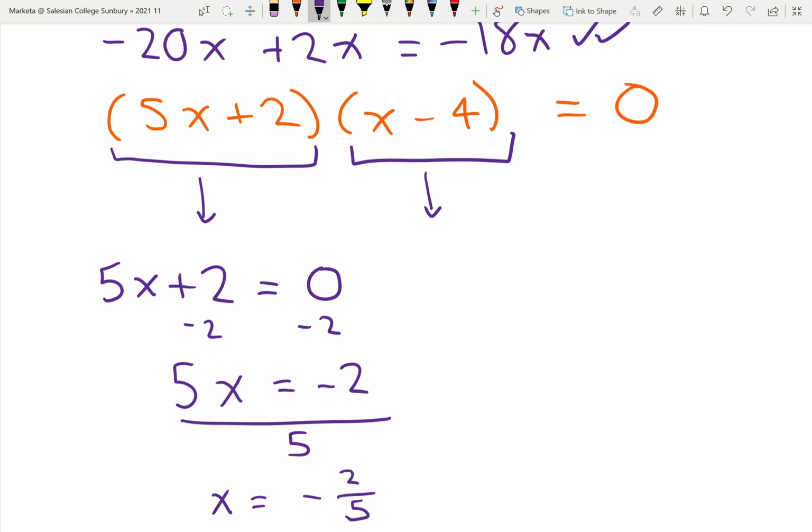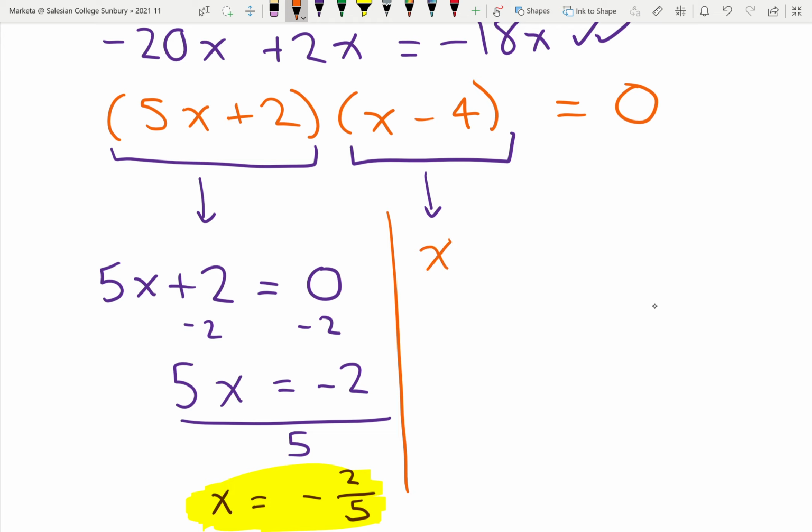And there is our rational root being negative 2/5. So that's one solution. If we were to sub negative 2/5 into this, we'll get 0. We sub negative 2/5 into this, we won't get 0, but because we're multiplying by 0, the whole thing will equal 0. Let's do the next one.